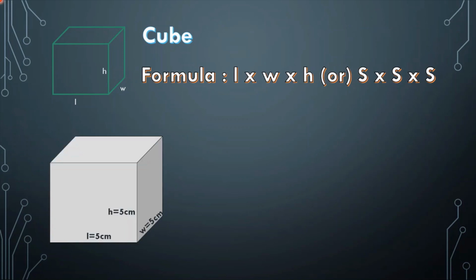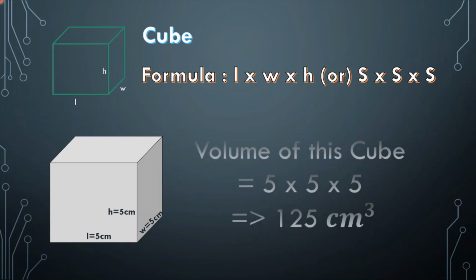So here, the cube has a length of 5, a height of 5, and a width of 5. You can also say it has a side of 5 centimeters. So if you substitute it in the formula, you get 5 times 5 times 5, which is 125 centimeters cubed. The volume of this cube is 125 centimeters cubed.